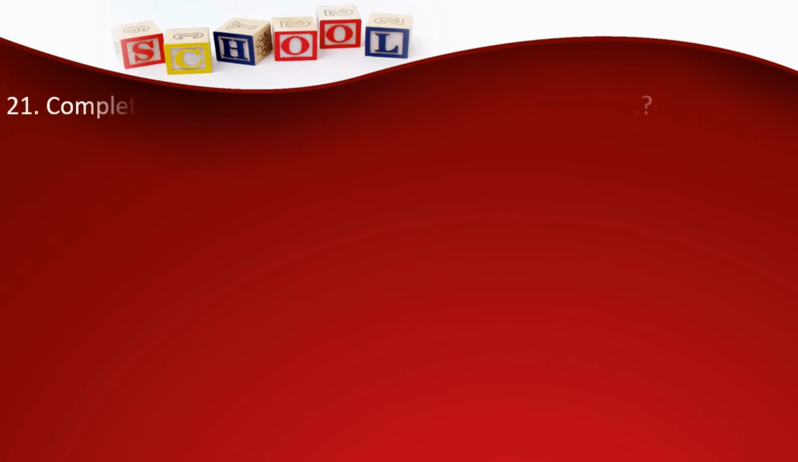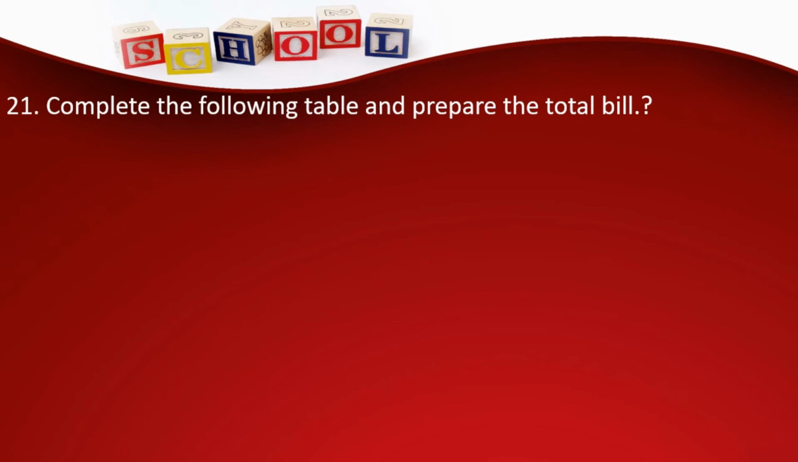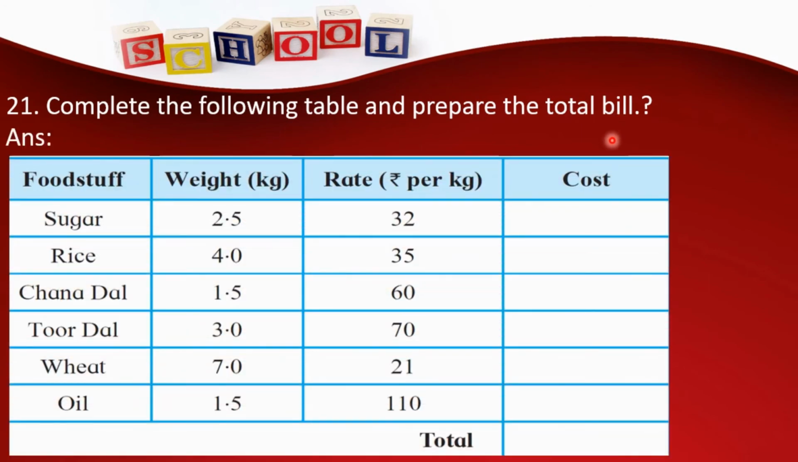Next question is, complete the following table and prepare the total bill. So here we have the table in which there are 4 columns: foodstuff, weight, rate, and then the cost. We know here we are given various foodstuffs, their weight and the rate per kg. And we have to prepare the total bill. So to make the bill, we need to know the cost of each and every foodstuff, and then we will add all the costs of the foodstuffs and we'll get the total amount of the bill.